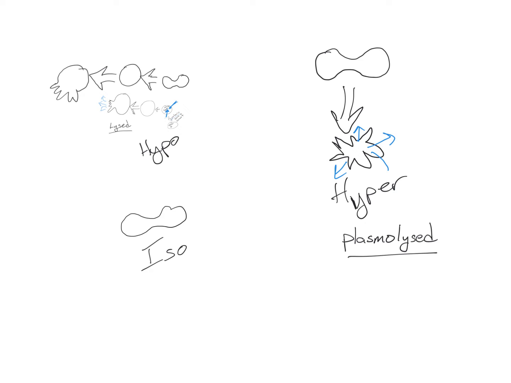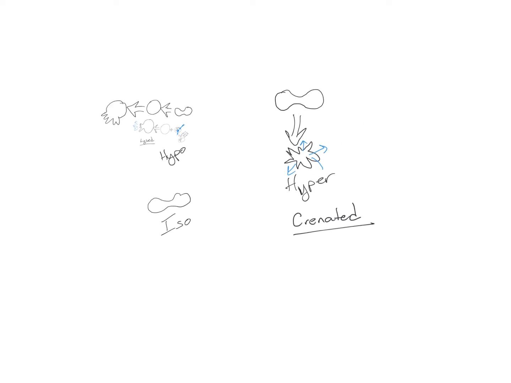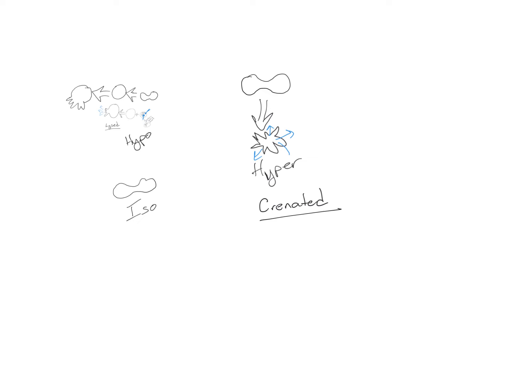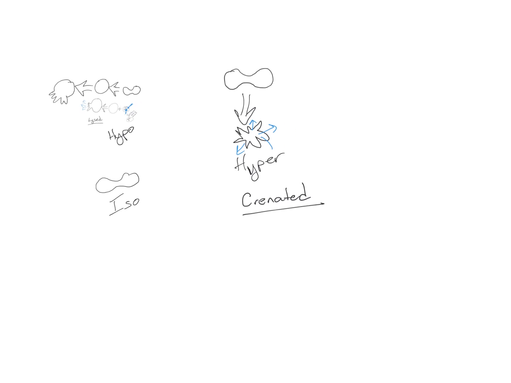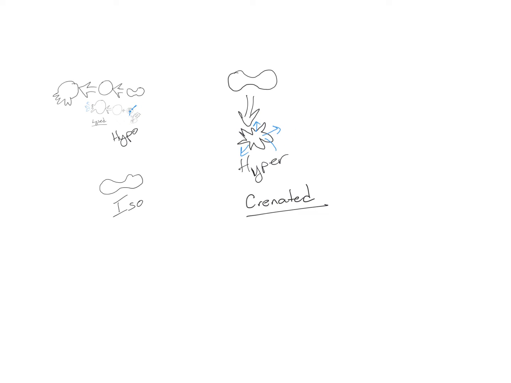Now, plant cell, oh wait, I'm sorry. I shouldn't have said plasmolyzed. I lied to you. I apologize. I made a mistake, but anyways, it's called crenated in animal cells. Crenated. You need to know that word for tomorrow because it's either crenated or plasmolyzed, depending if it's animal or plant. All right, yeah.